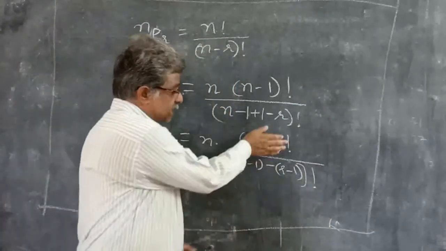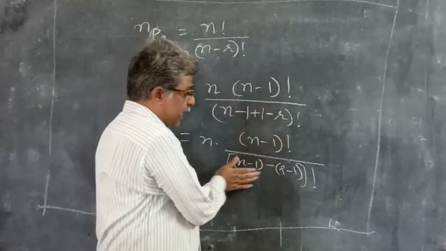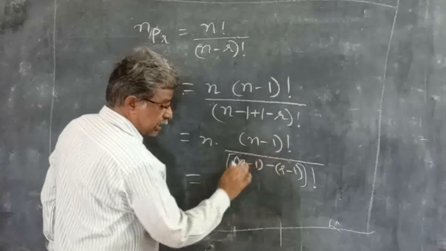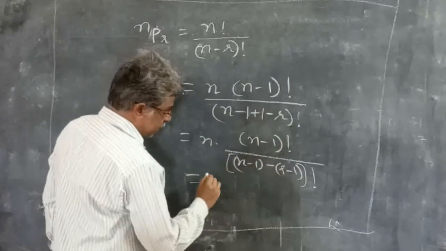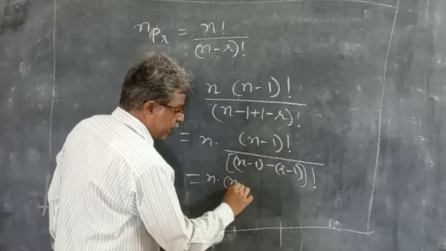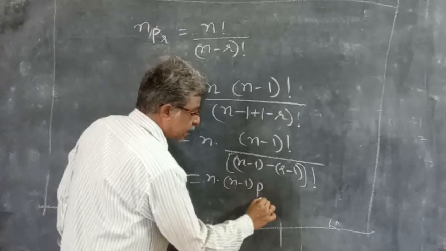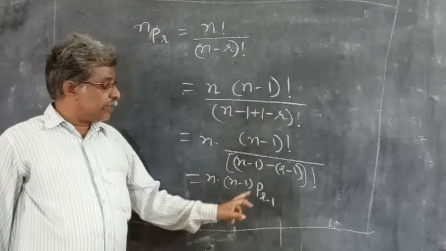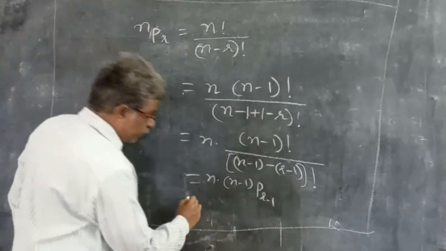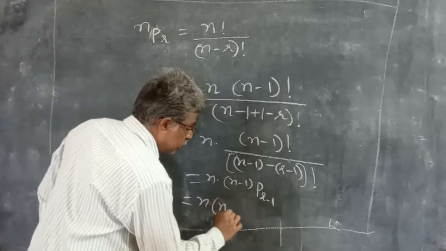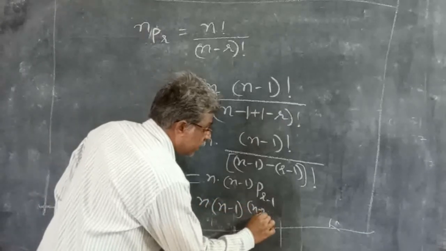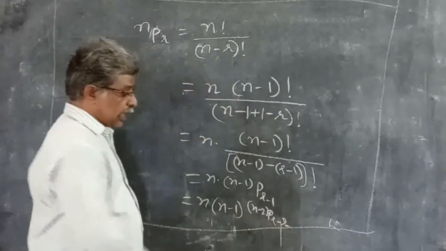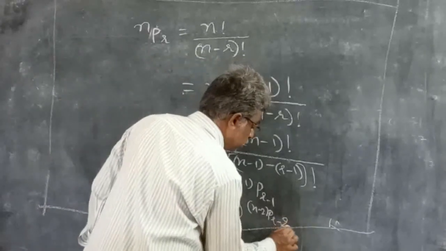If you observe, n minus 1 factorial by n minus 1 minus r minus 1 factorial is nothing but n minus 1 P r minus 1. So nPr I can write as n into n minus 1 P r minus 1. If I want, I can further reduce it to n into n minus 1 into n minus 2 P r minus 2. Like this I can reduce if I want.